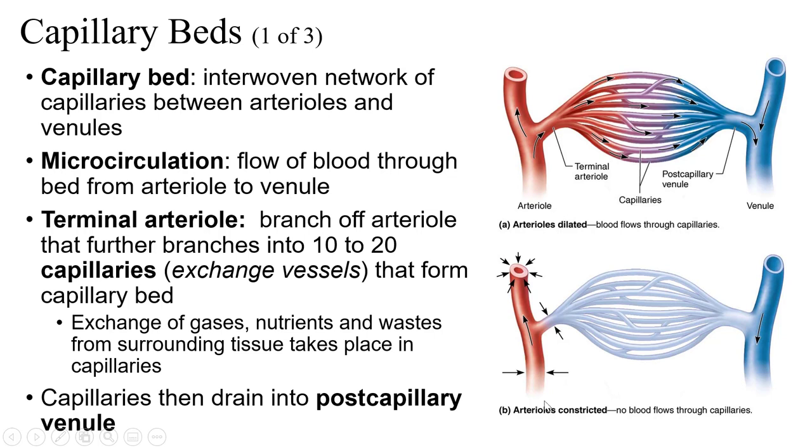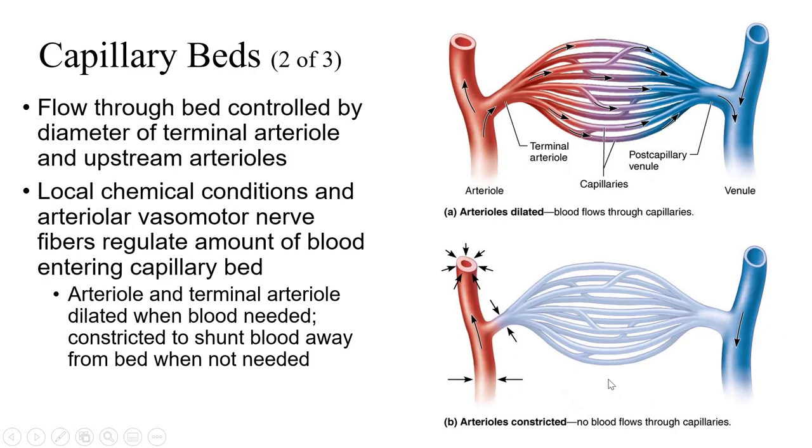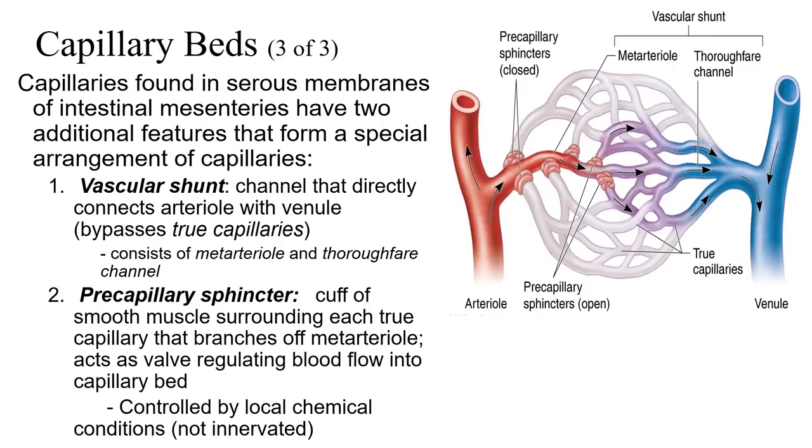So, if the arterioles are constricted, like this one is constricted, then no blood flows through the capillary. So, what will happen if the terminal arteriole is constricted and no blood is going through the capillaries? Does that mean that blood cannot be received by this venule right here? No. There is what you call a thoroughfare channel. Let me see if I have a thoroughfare there, right here.